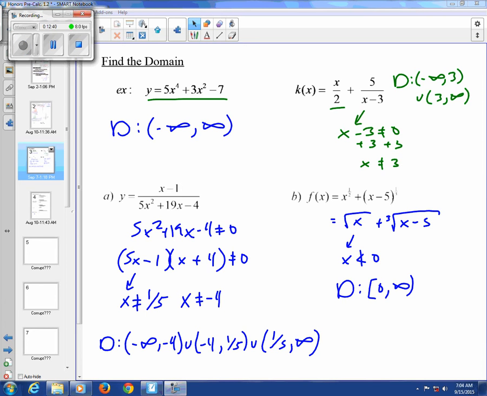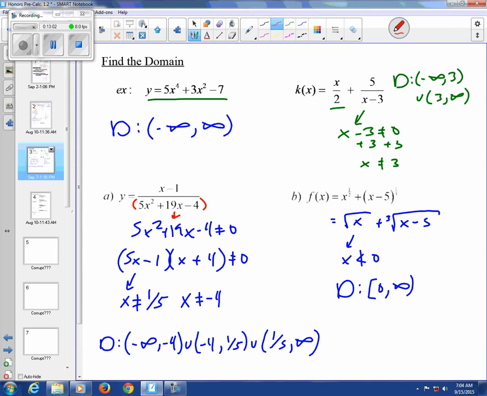Okay, so let's look at these. All right, so first off, for A, we can see that we've got x minus 1 in the numerator, but we're not concerned if the numerator equals 0. We're okay with that. It's only the denominator we have to worry about equaling 0. So we're going to take this expression in the denominator, and we're going to look at what x values will make it equal to 0.